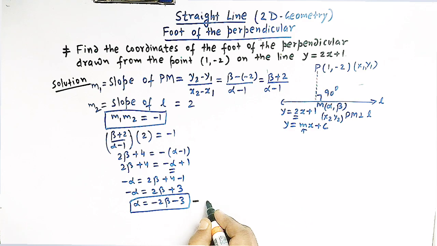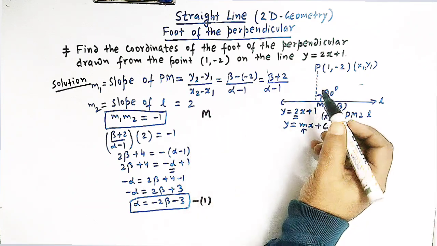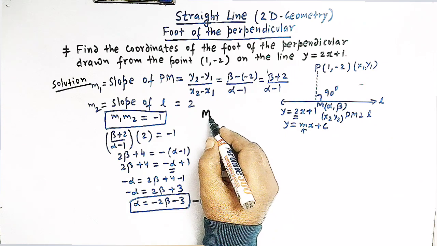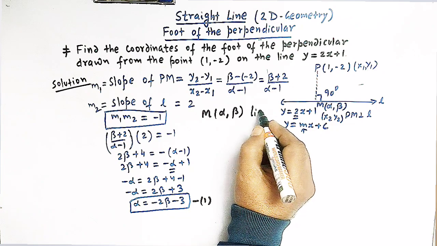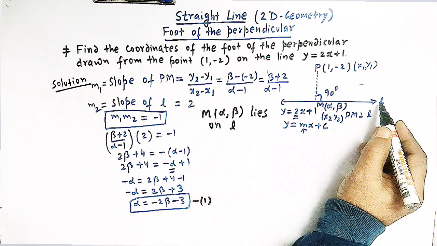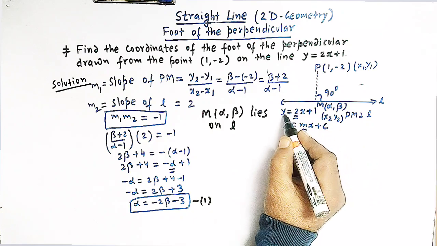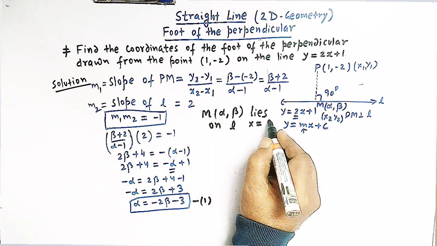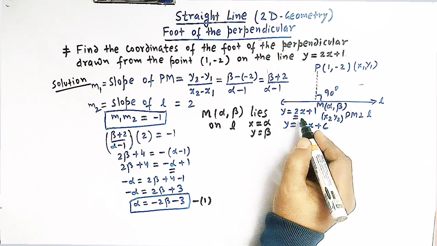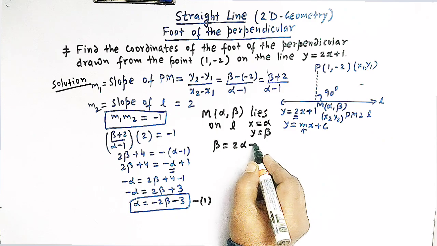So now let us call this equation as equation number 1. Now see this point M, which is the foot of the perpendicular, that is PM. This point M, that is alpha comma beta, lies on the line L, right? So this point M satisfies this equation, that is y is equal to 2x plus 1. So let us substitute x is equal to alpha and y is equal to beta in this equation. So we have beta is equal to 2 alpha plus 1.